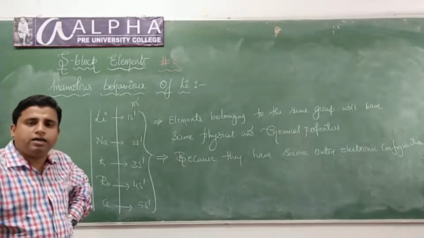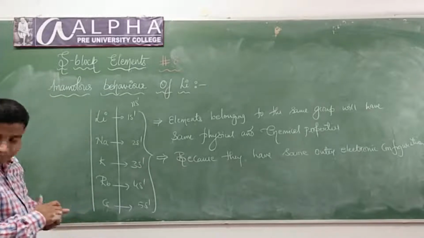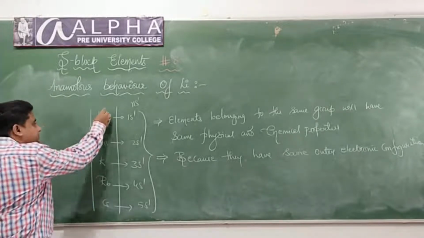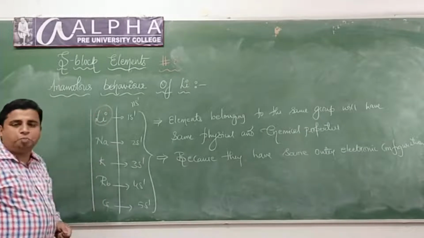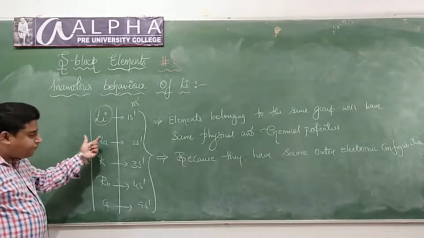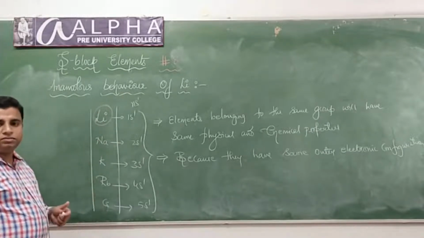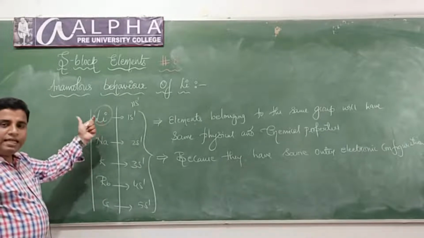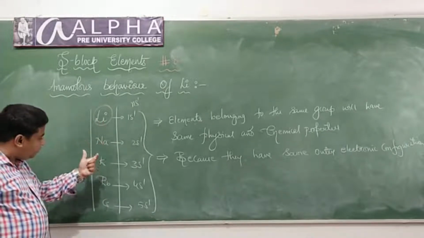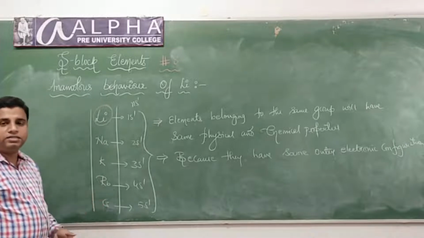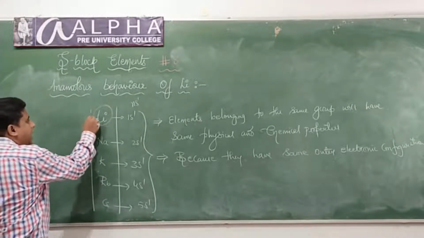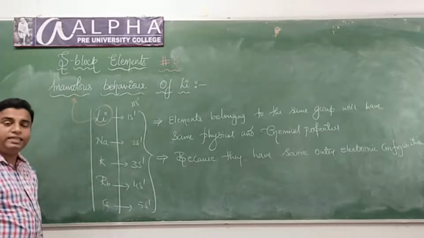But here lithium exhibits some properties which are different from the rest of the alkali metals. Lithium exhibits some of the properties which are different from other alkali metals. This is what we call anomalous behavior of lithium.